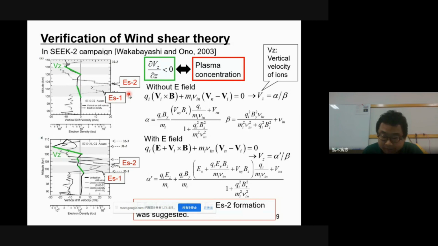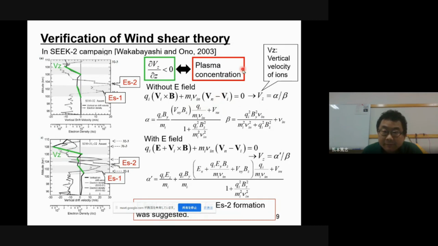Trimethyl aluminum produces a luminous cloud, and they are dragged by the neutral wind. And by ground-based observation, we can determine the velocity of the neutral wind. And by using this equation, we can estimate the vertical velocity of the ions by using this equation.